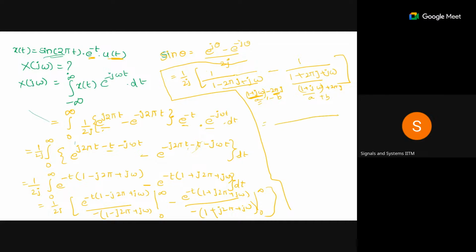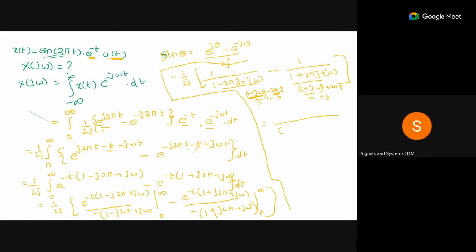So the denominator will be 1 plus j omega whole square minus 2 pi j whole square. The numerator will be 1 plus j omega plus 2 pi j, since it is minus in front, after reduction j will be removed.